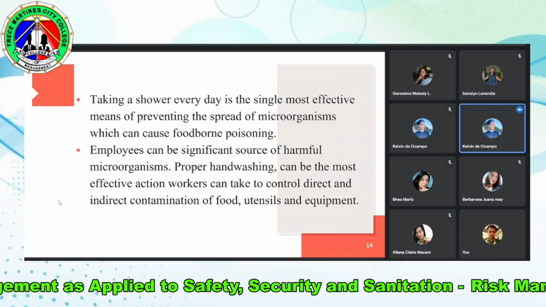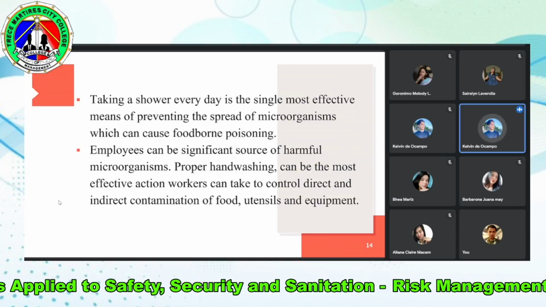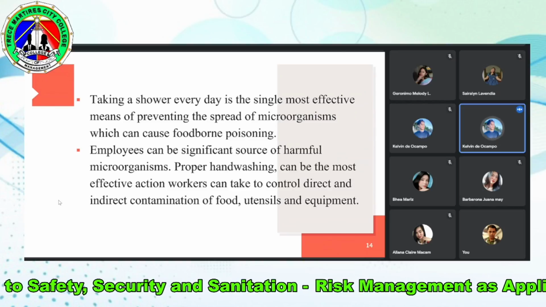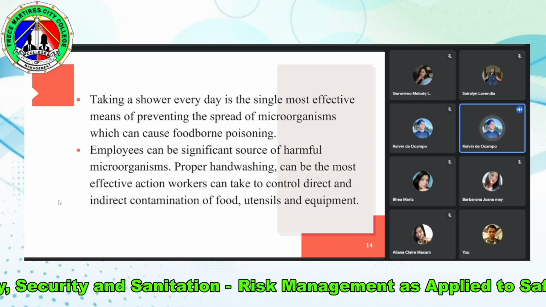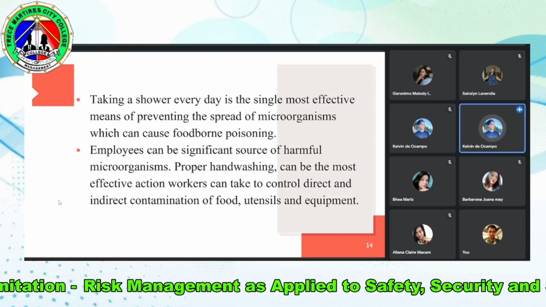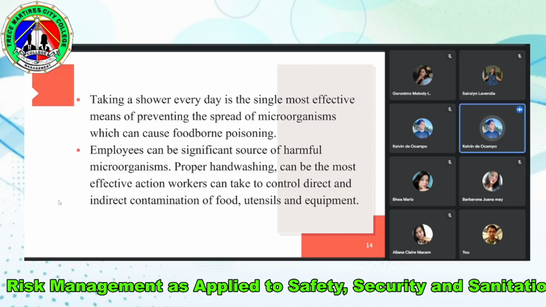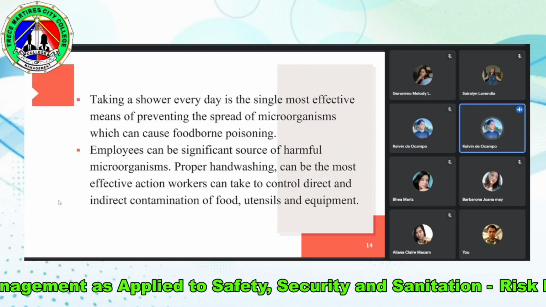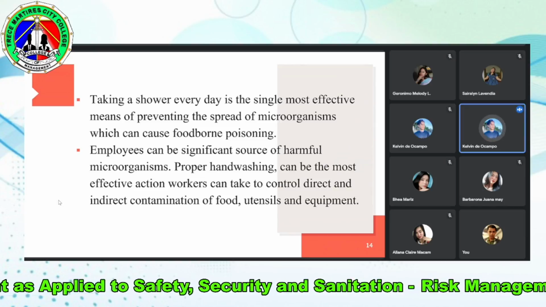So, ayun. Kung meron daw po tayong paraan para mabawasan yung risk ng foodborne poisoning, ito po yung pagiging disiplinado ng mga empleyado sa paghuhugas nila ng kamay regularly. At pagkakaroon po ng sapat na kaalaman kung kailan ka ba dapat maghugas ng kamay can also become an edge to lessen the risk of foodborne poisoning.